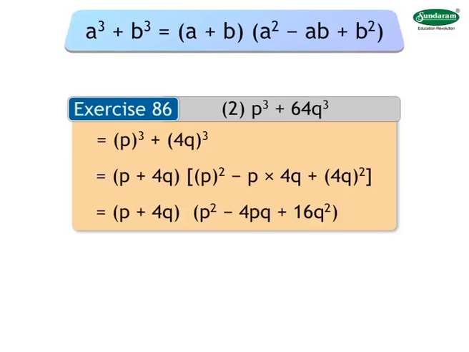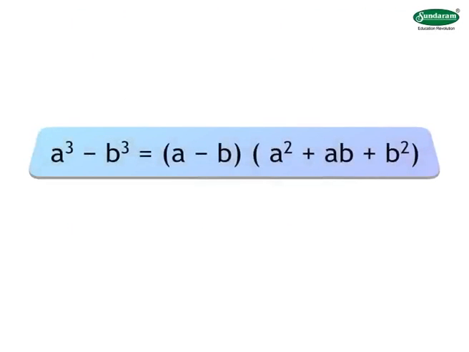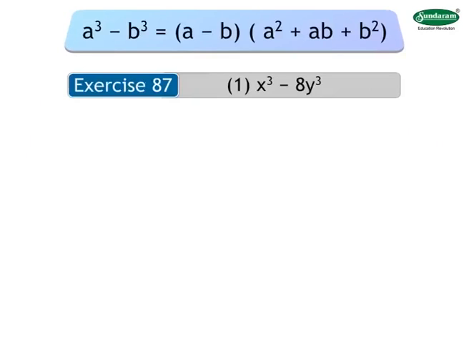Now we shall solve the sums based on the formula a cube minus b cube is equal to a minus b in one bracket and a square plus ab plus b square in other bracket. Let us begin with sum number 1 from exercise 87. 1. x cube minus 8y cube. We have substituted the formula of a cube plus b cube. Similarly, let us substitute the formula of a cube minus b cube.